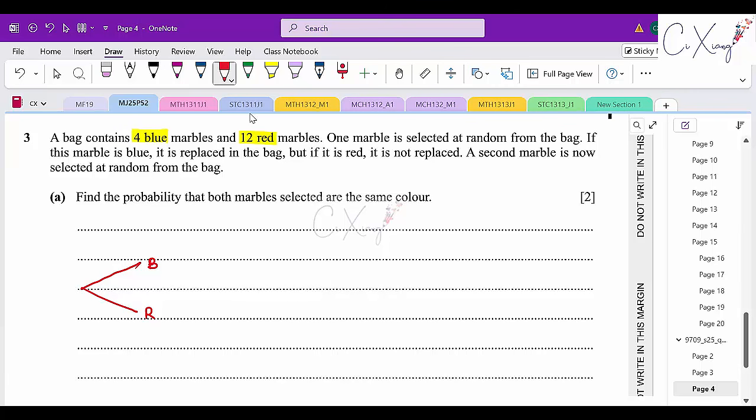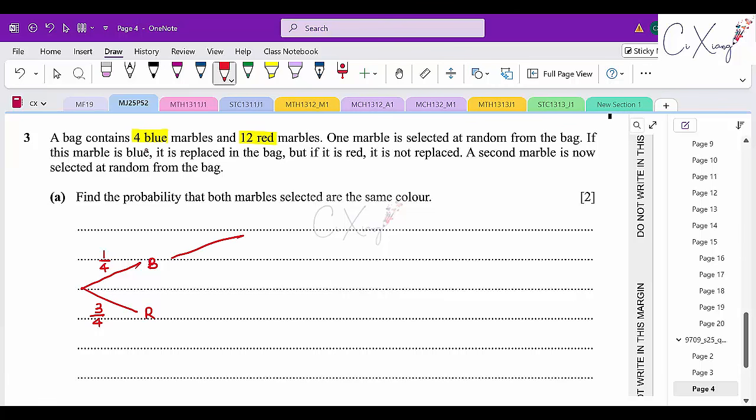To get a blue marble, I'm having 4 out of the 16, right? 4 blue marbles out of the 16. 16 means 12 plus 4 is 16. So 4 out of 16 means 1 over 4. I have a quarter of blue marble, and then I'm having 3/4 of red marble. That means you are having 25% of getting the blue, then 75% of getting the red. This is the first marble that you take.